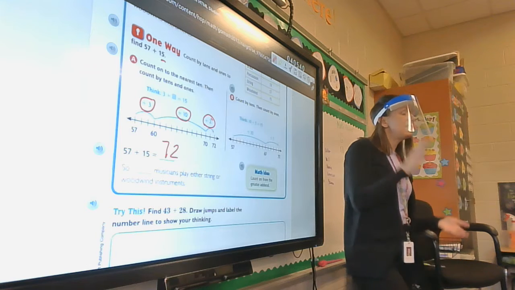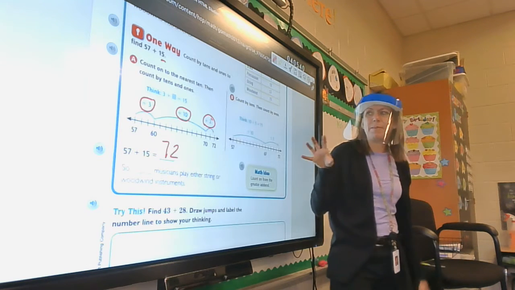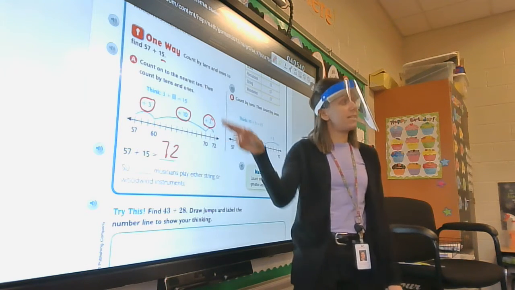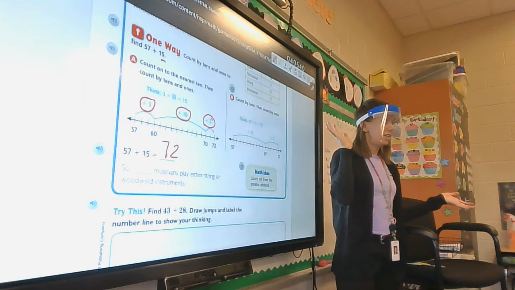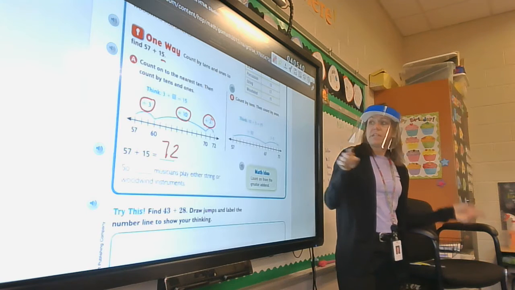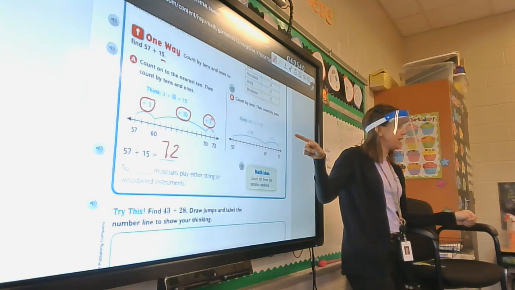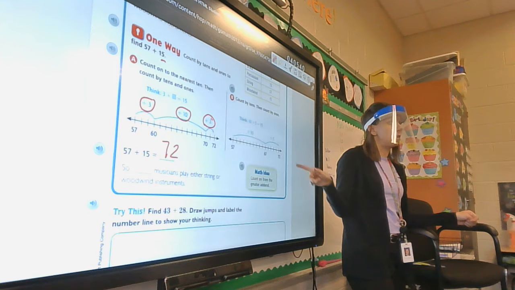Okay, so I do want you to show me this. I think that hopping up to the next 10 and then by 10s and then back by 1s gets tricky and you're going to make a mistake. I kind of get confused that way. So I like to do it this way first. I prefer to count by 10s and then 1s.